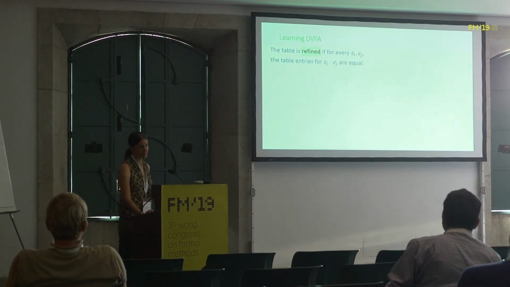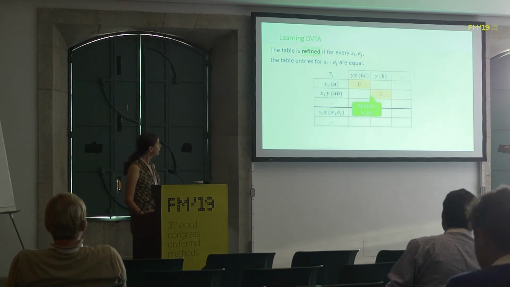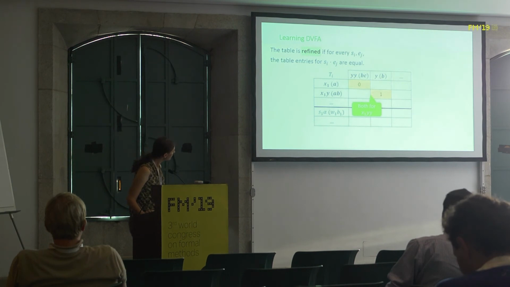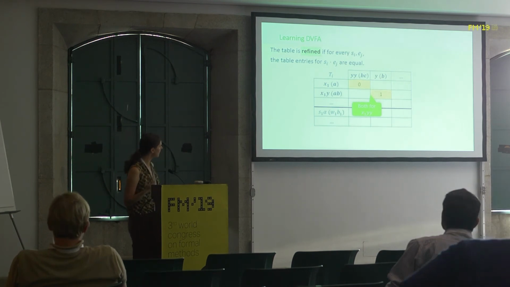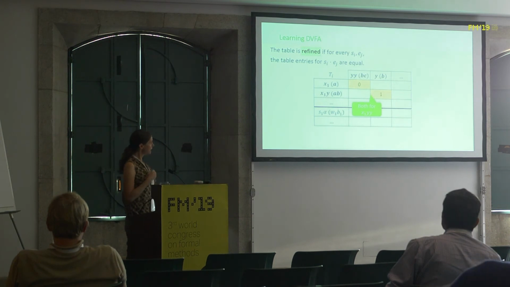This is not for regular languages. This is for our case of variables. A table is refined if for every concatenation of row and column, we get the same result. So let's look at this example. We have x1 on the rows and yy on the columns. We have x1, yy. The concrete word that we assigned was ABC, and that's not in the language.